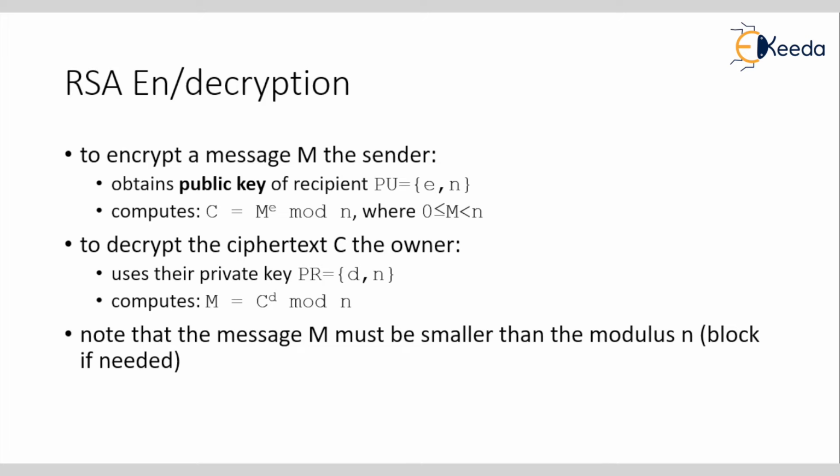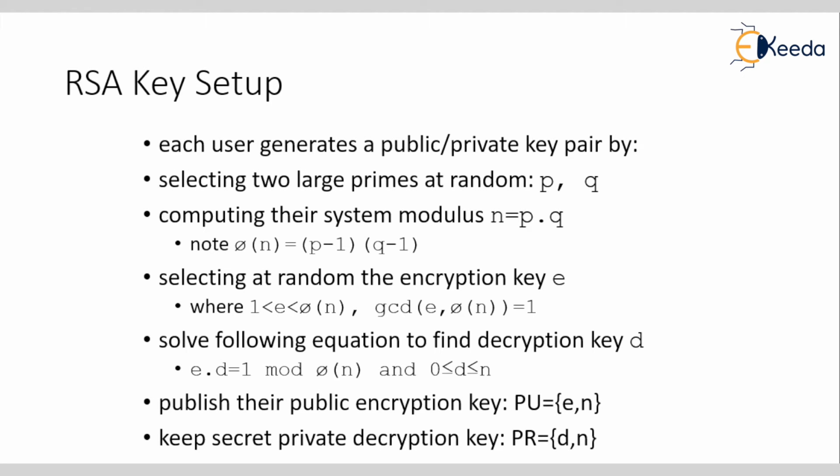Then to decrypt the ciphertext, we use the following formula: M is equal to C to the power of D mod N, which gives you the plain text back. For this we make use of the private key, which is a pair of D, N. One thing to be noted is that the message M must be smaller than the modulus N. This is the step-by-step setup for the RSA algorithm.